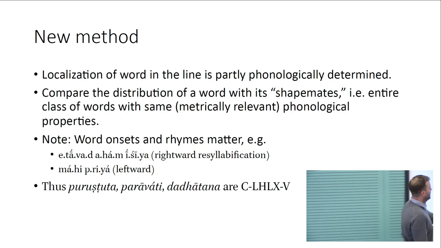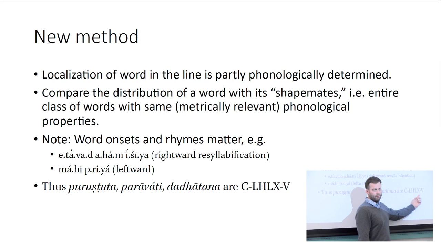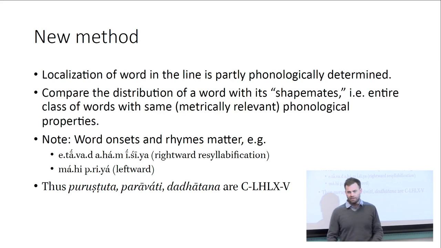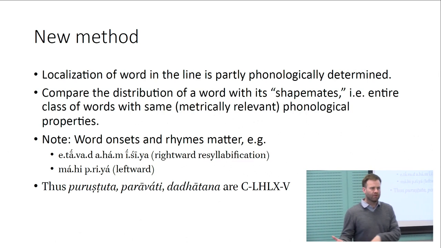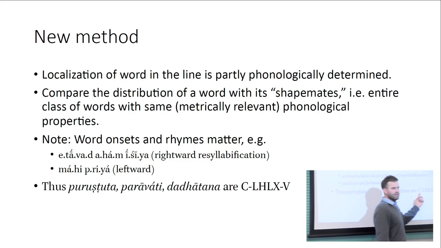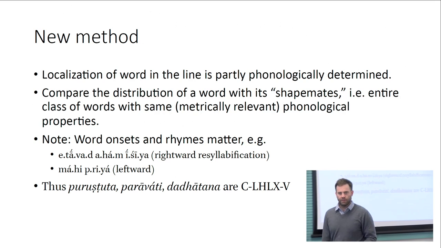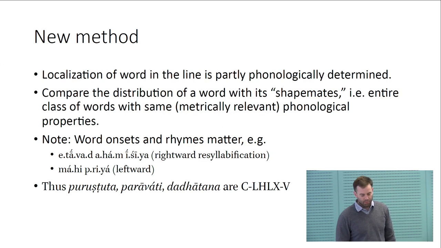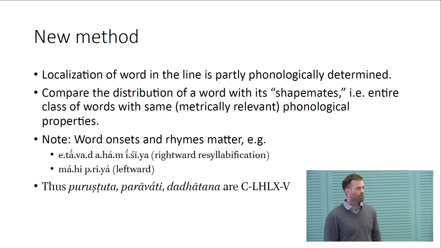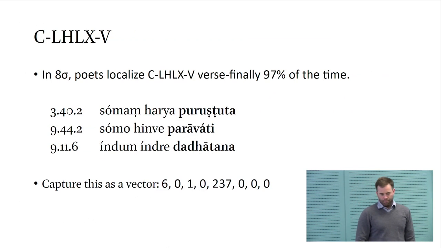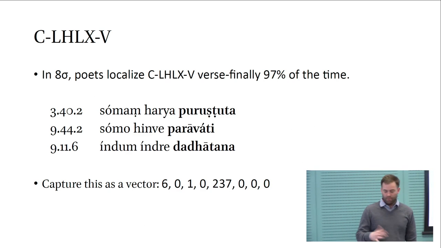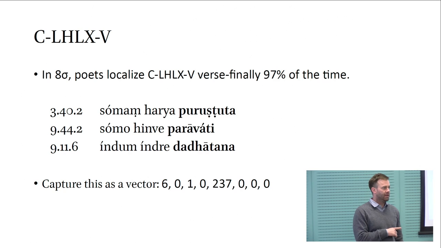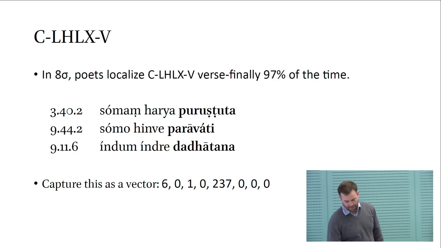And so here's the way that I'll be representing this. This gives you the weight template of the word, so light, heavy, light, and then the final syllable, its weight typically depends on what follows, and so that's why it's an X here. And it just says it starts in a single consonant and it ends in a short vowel. Common, frequent words that belong to that shape class are purushtuta, much praised, paravati, in the distance, dhatana, y'all put, imperative, and that sort of thing. And as you would probably have guessed, where the poets like to put this shape is verse finally in eight-syllable verse, where it gives a nice iambic rhythm, purushtuta, and so forth.